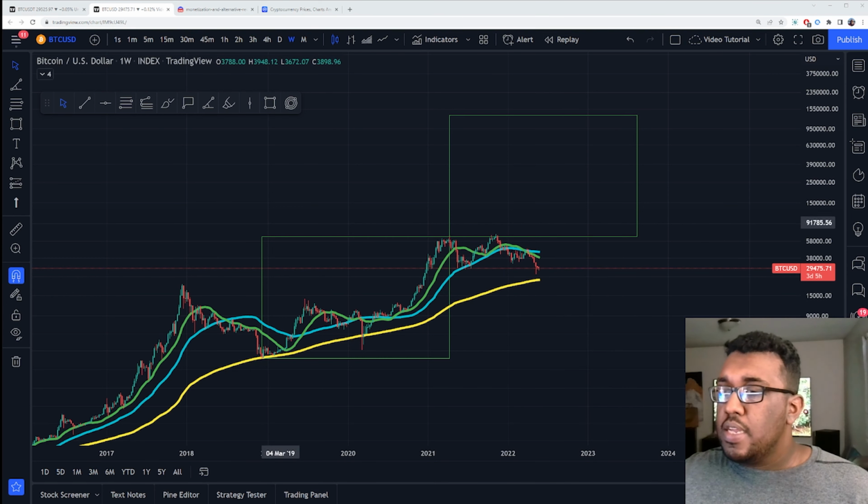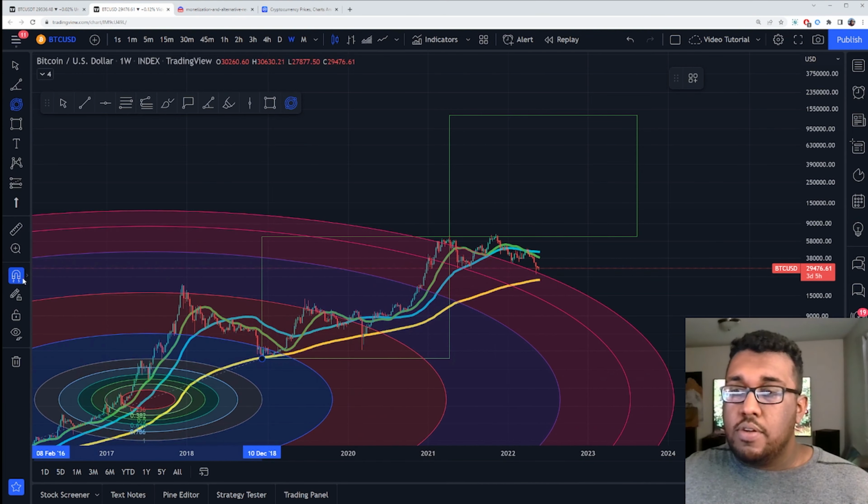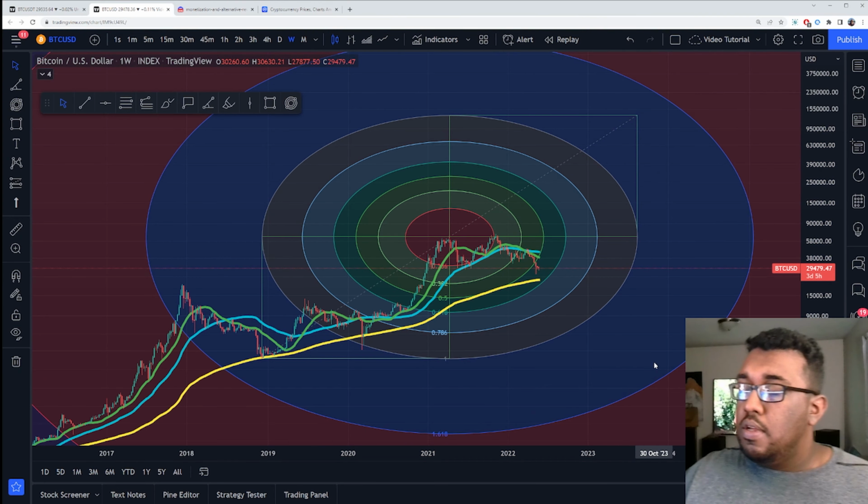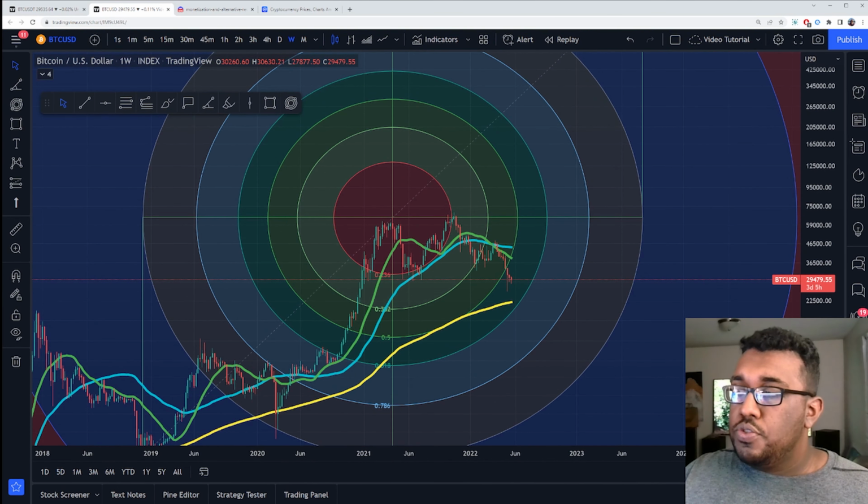Okay. Now, what you do is you get the Fibonacci circle again. You click on the magnet, then you click off the magnet, and then you drag it all the way over here to this other corner. And just like that, you have a larger scale one.